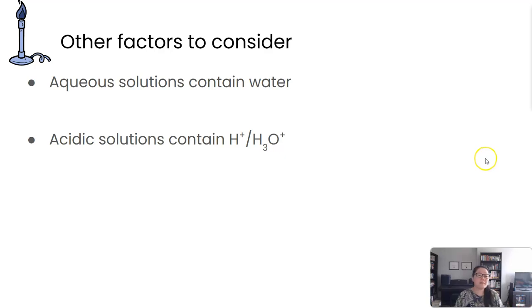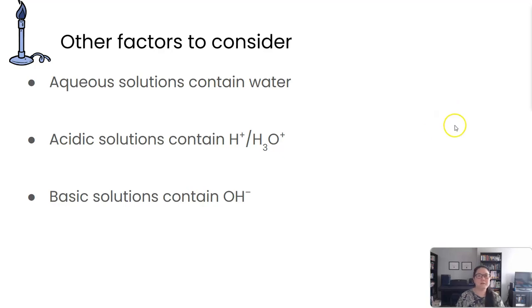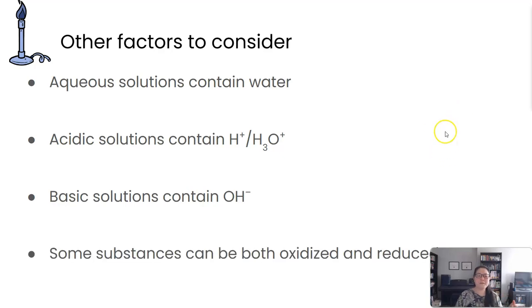Sometimes you're working with acidic solutions, which means that you're dealing with H+ or hydronium ions. If you have a basic solution, then you're dealing with hydroxide ions. And in other cases, you can also have substances that can be oxidized or reduced. So you need to consider both possible reactions to see which one will actually happen.